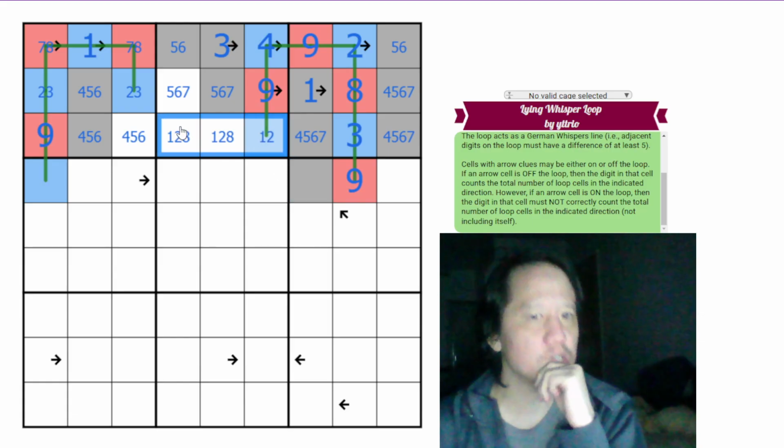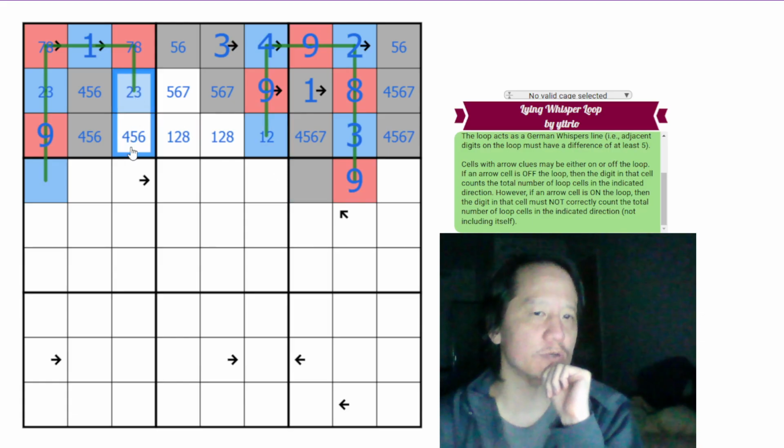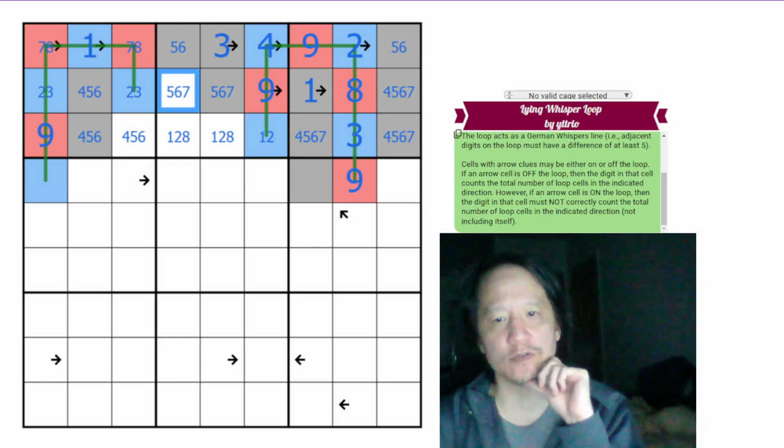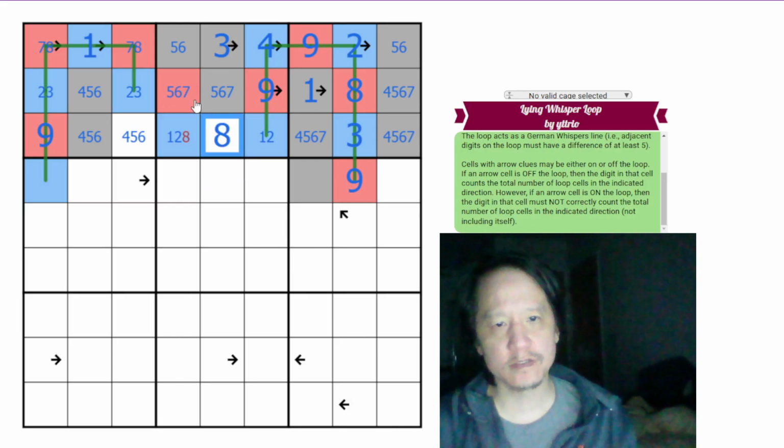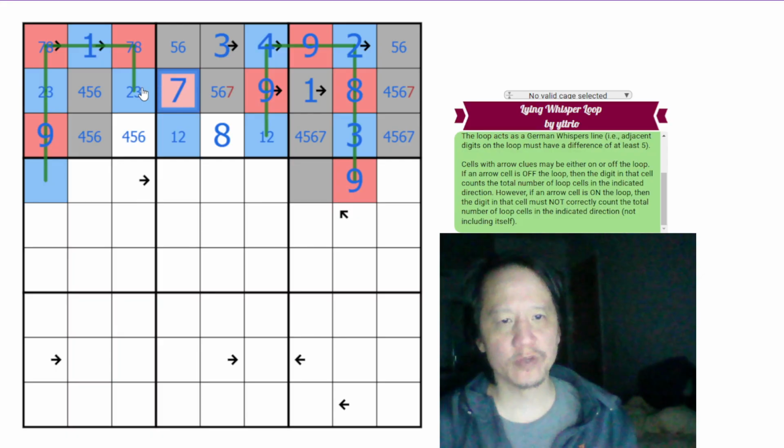So it could continue here. It cannot continue this way because this is at most a 4, 5, or 6. So this has to continue this way. So this is a high, which makes this a low. So this has to be low, which makes this 8. So this has to be 7 because we can only have 2 and 7. So then that becomes 7. This becomes 8 and 3.